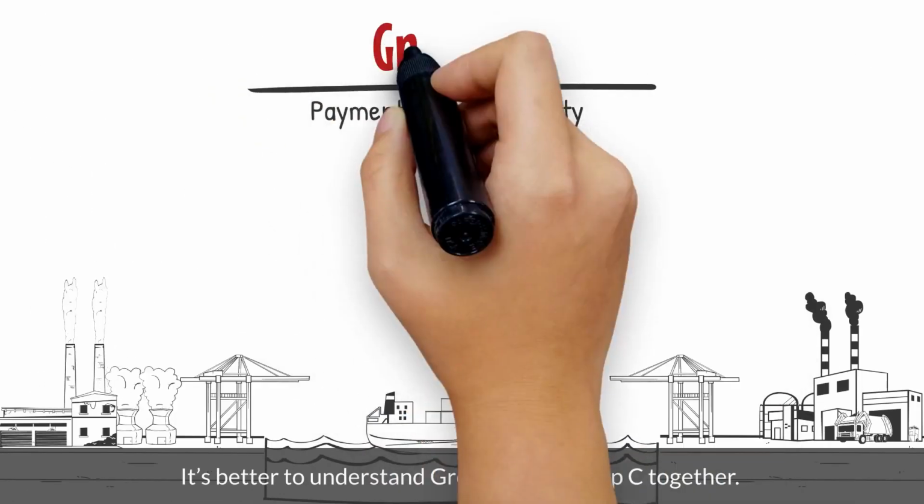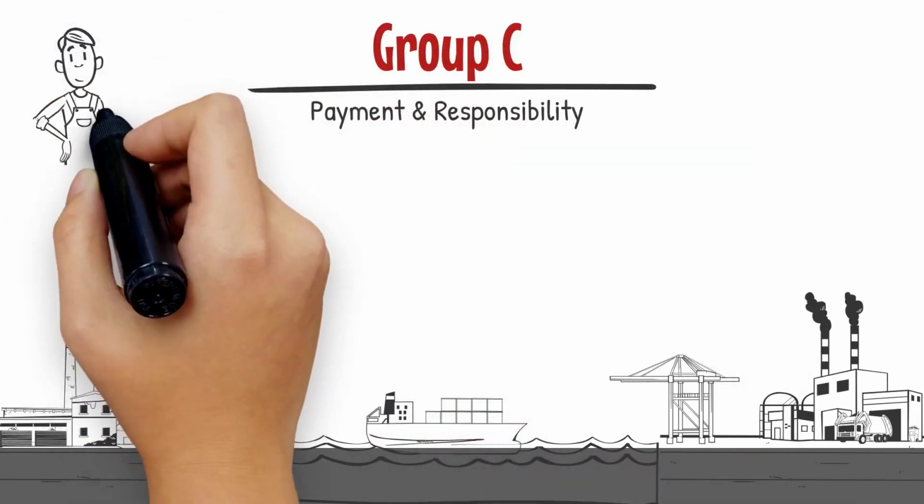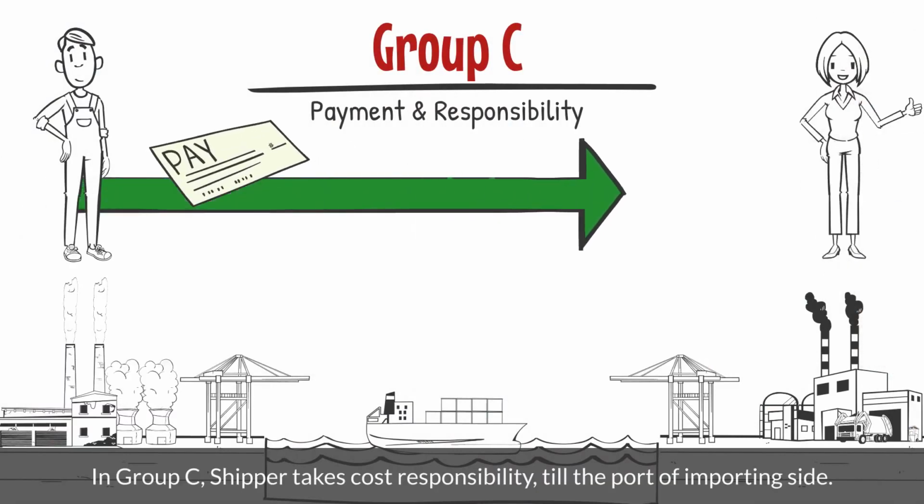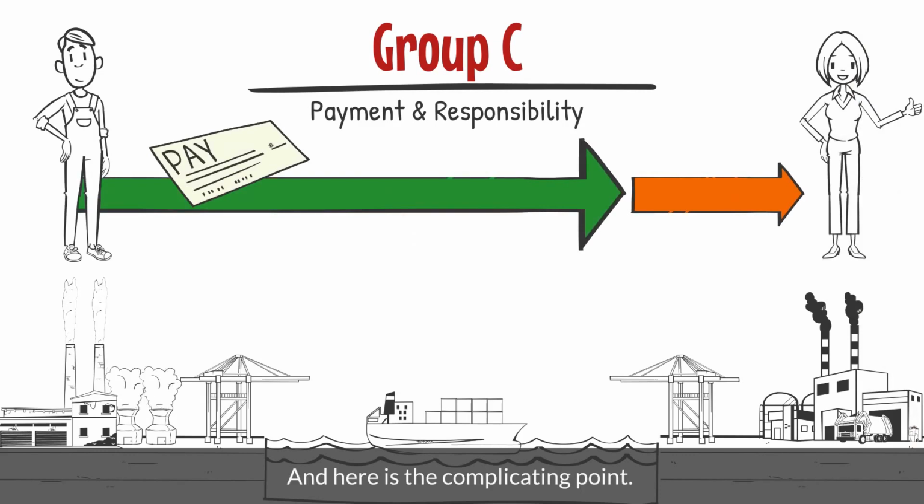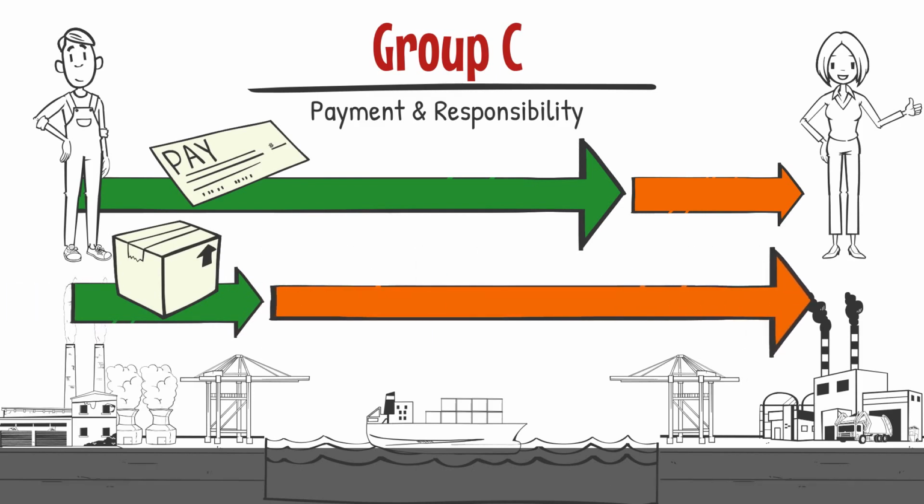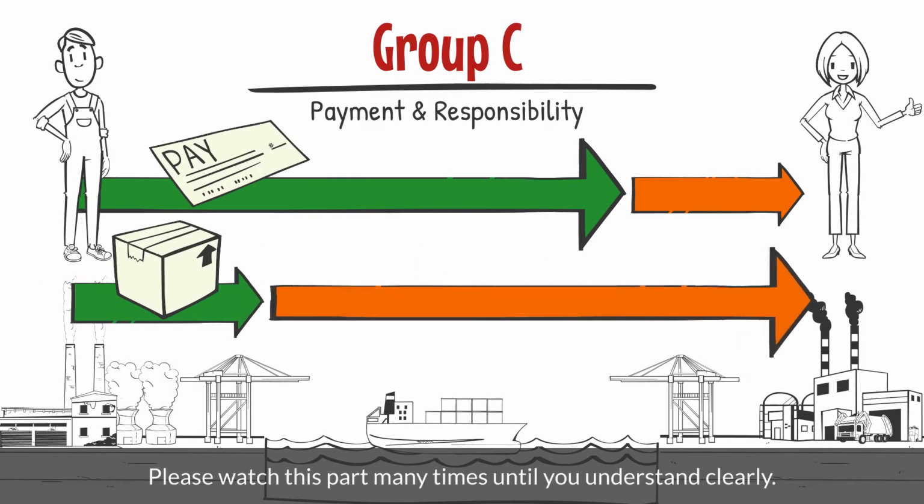It's better to understand Group F and Group C together. In Group C, shipper takes cost responsibility till the port of importing side. And here is the complicating point. In Group C, shipper takes risk responsibility till port of exporting side, same as Group F. Please watch this part many times until you understand clearly.